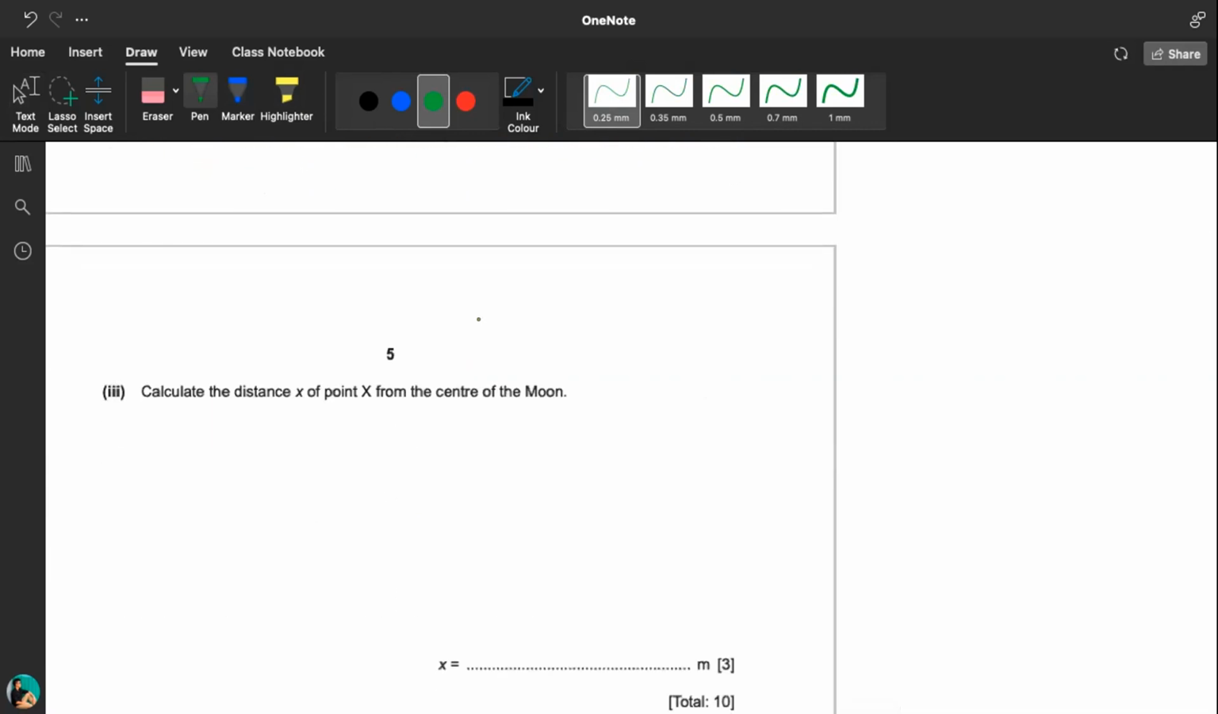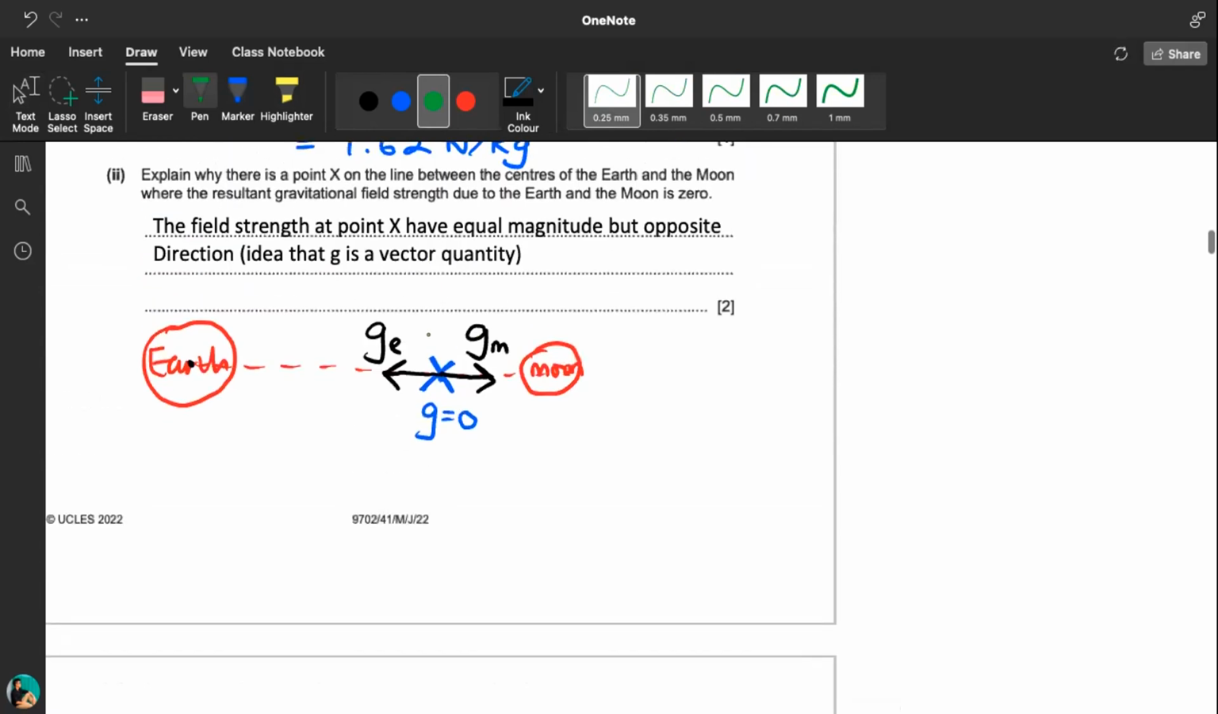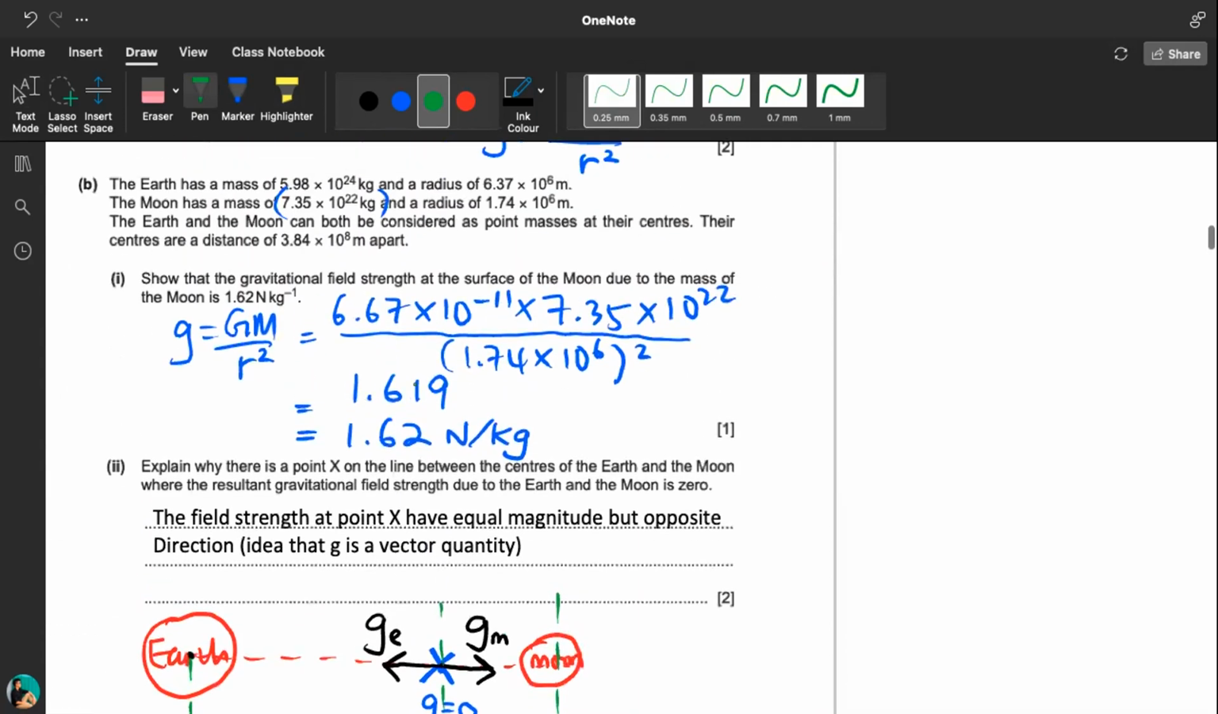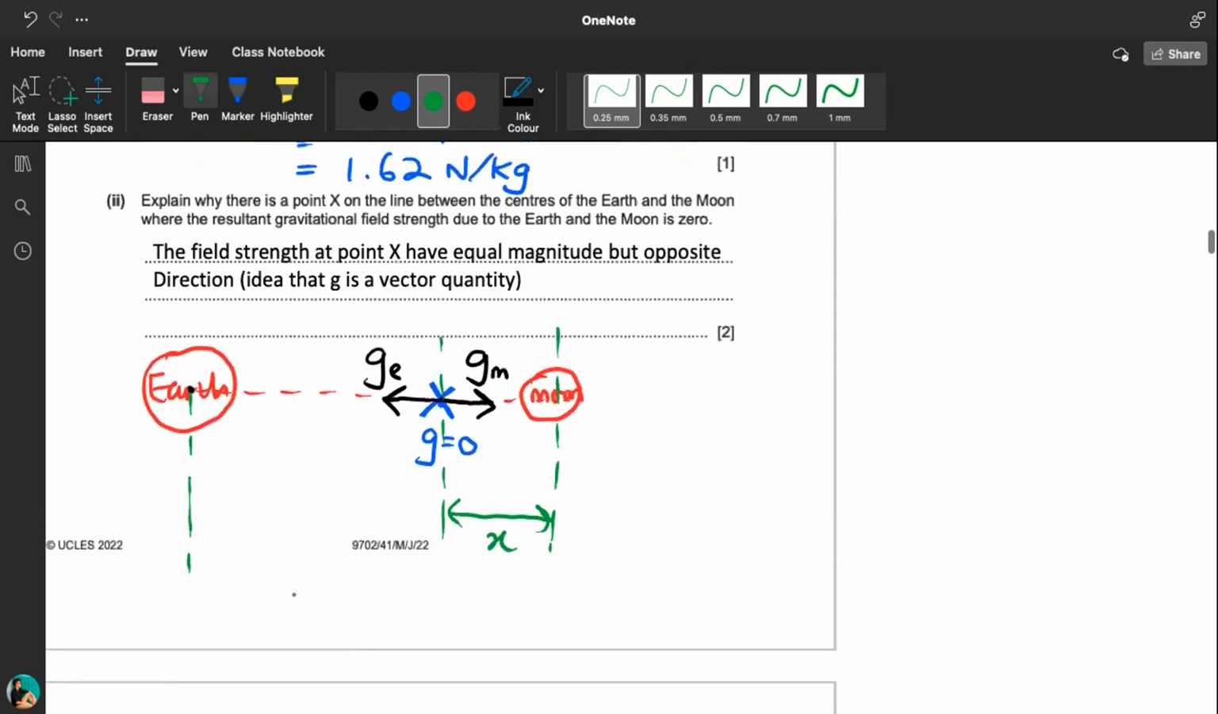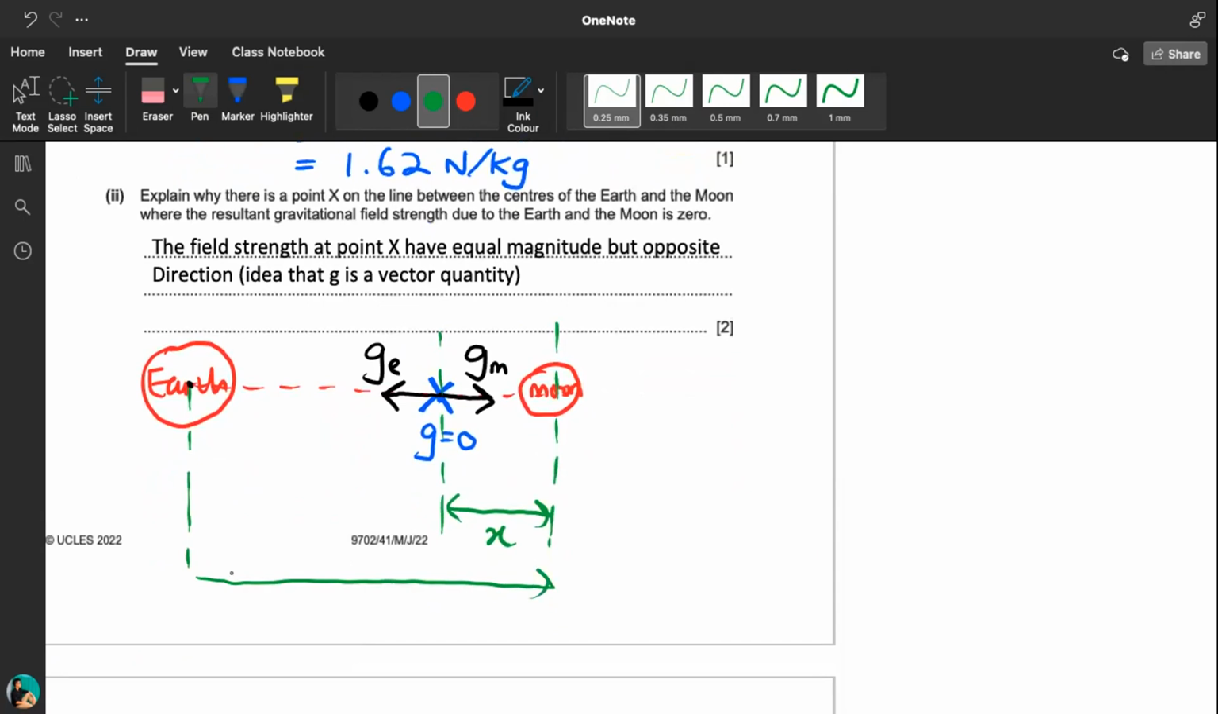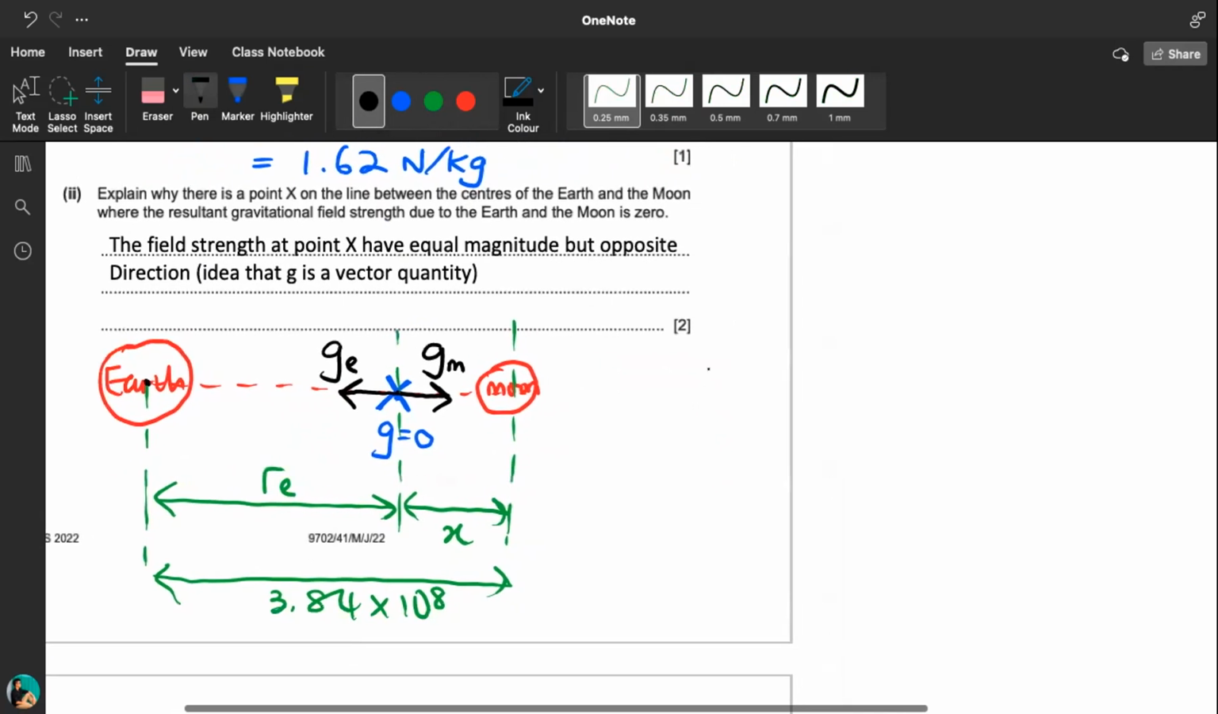Calculate the distance x of point X from the center of the moon. Right, so we're going to use the same diagram here. I want to find the x from the moon, this distance here, x. And then let's see what we are given. We have the distance between the Earth and the moon, 3.84 times 10 to the power of 8. So the total distance is 3.84 times 10 to the power of 8. And then let's name this rE.